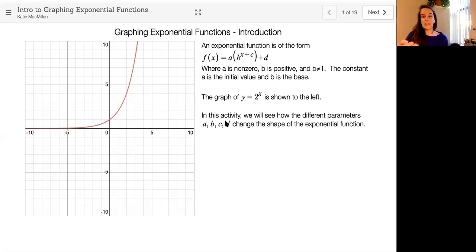So throughout the activity today, all the way up to slide 13, you're going to be messing with a, with b, with c, and with d, using sliders. They're going to be asking you questions about each of those, and we will see what each of those does. I'm going to let you move pretty self-paced all the way to slide 13, right? All the way to slide 13.